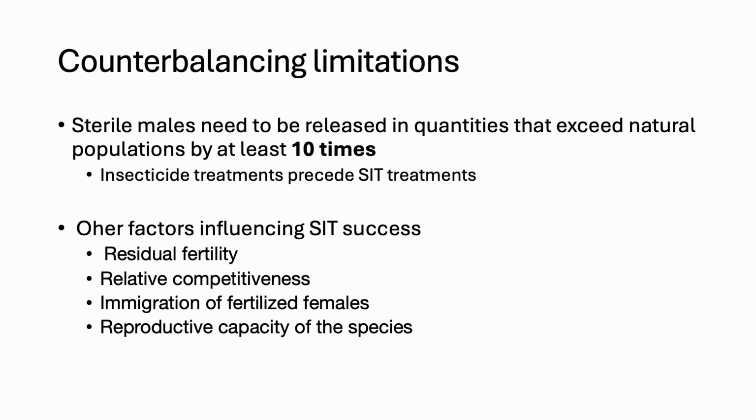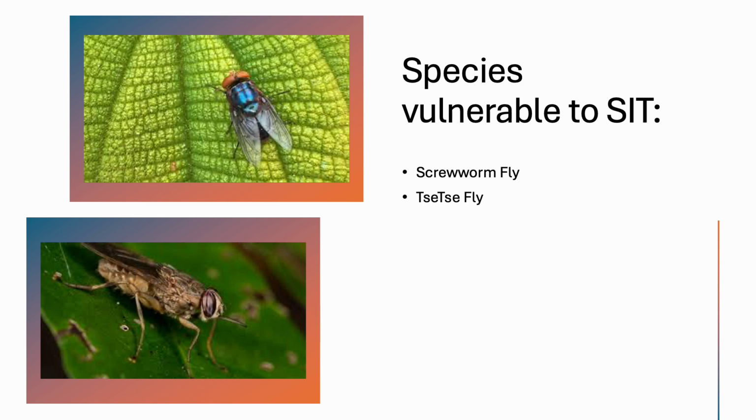Although the main limitation is the competition that is seen between the two males within the community after the release of the sterile males, other factors that influence SIT success are residual fertility, relative competitiveness, immigration of fertilized females, and reproductive capacity of the species. Two species that have been very successfully treated with SITs are the screwworm fly and the tsetse fly.